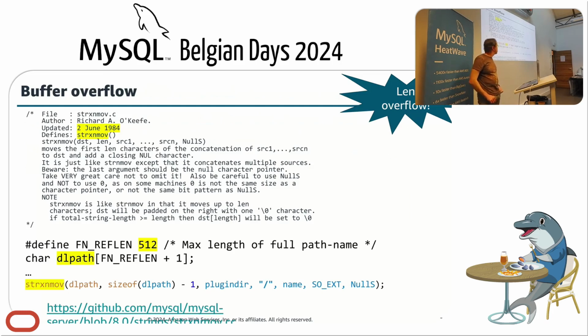So this code is still in the MySQL 8.0 source tree. And it's actually a length overflow. So what you can do here is, if you calculate your name correctly, you can override the SO file. And you can then push an arbitrary file. So let's take a look.